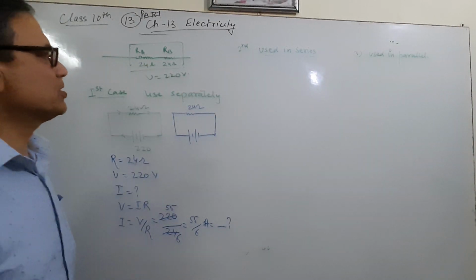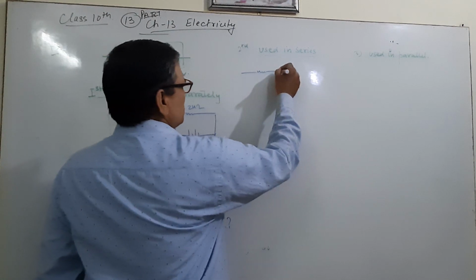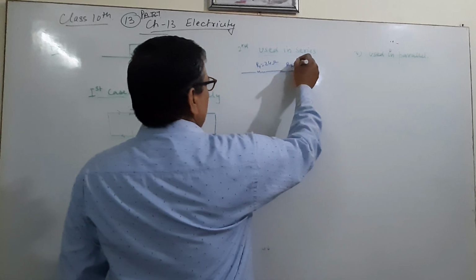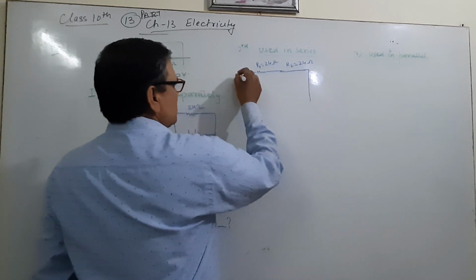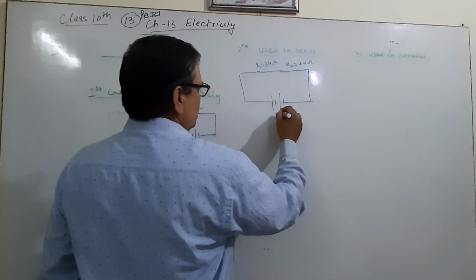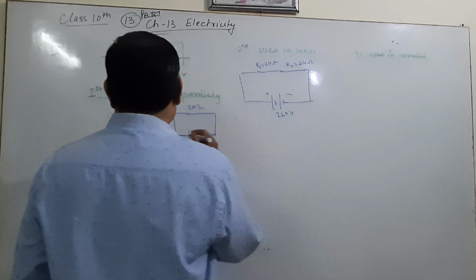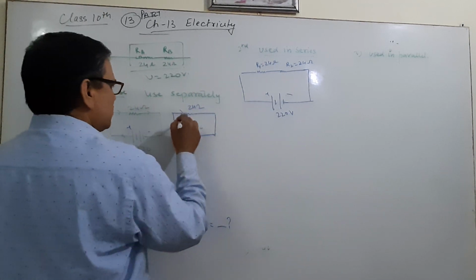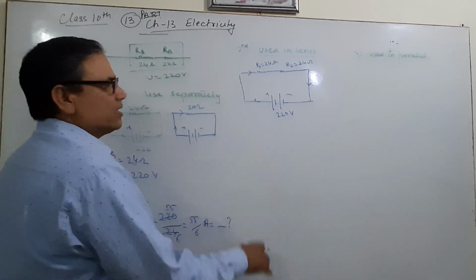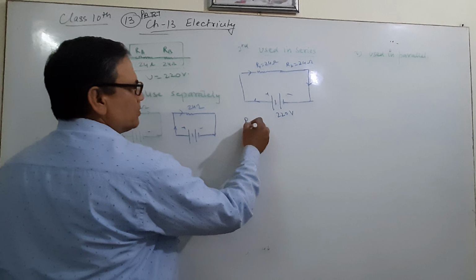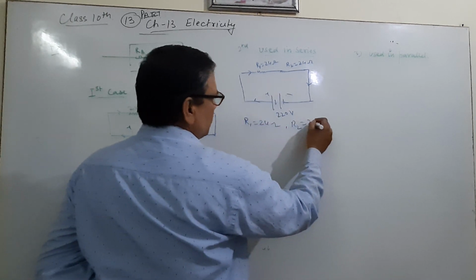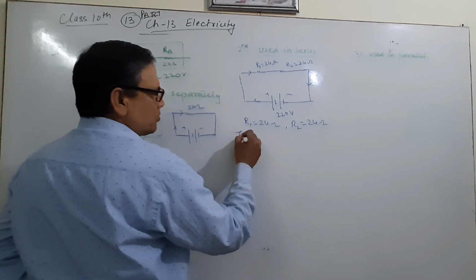Now when these two resistances are combined in series, here is one resistance, here is another resistance. R1 is 24 ohm and R2 is 24 ohm, and they are connected in series. And here is the battery, the source of 220 volt, with plus and minus signs, and you put the arrow yourself. This is the circuit. When connected in series, what is the amount of current flow? R1 is equal to 24 ohm and R2 is equal to 24 ohm. It means total resistance.